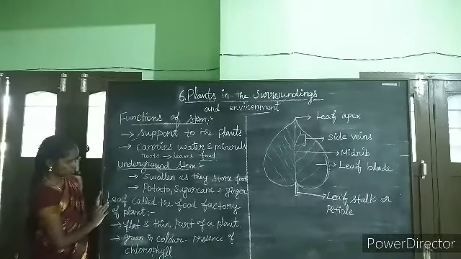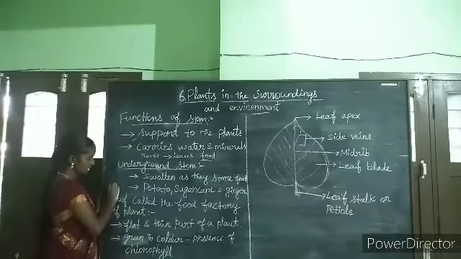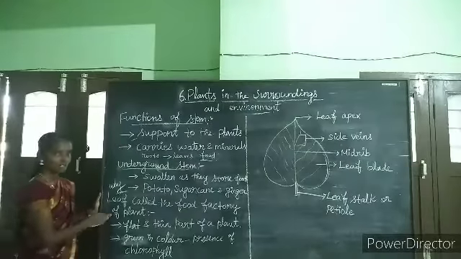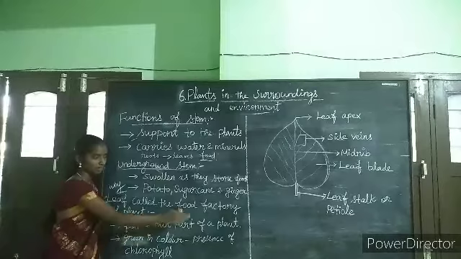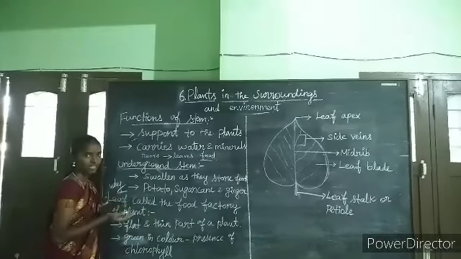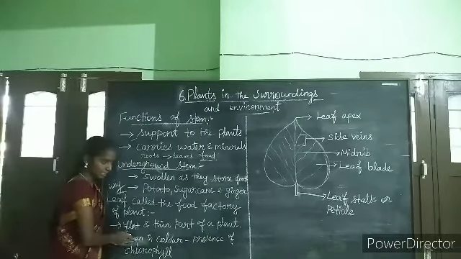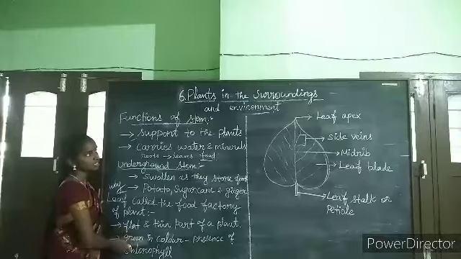Then why is the leaf called the food factory of the plant? Because the leaf is a flat and thin part of a plant. We know that it is a flat and thin part of a plant. It is green in color, because of the presence of chlorophyll.